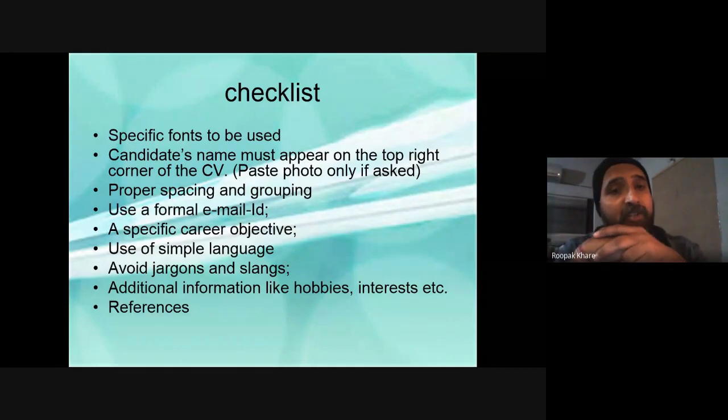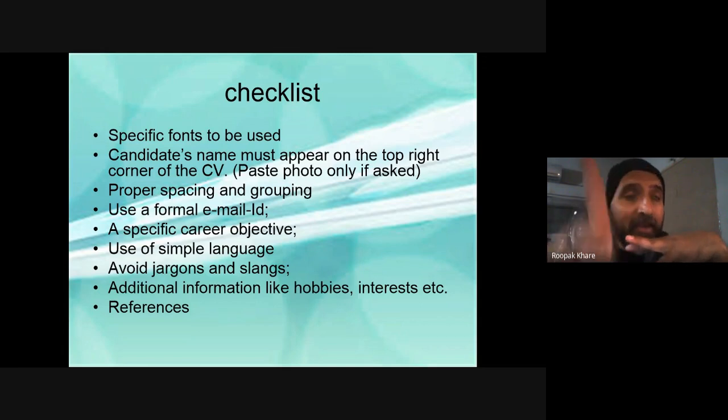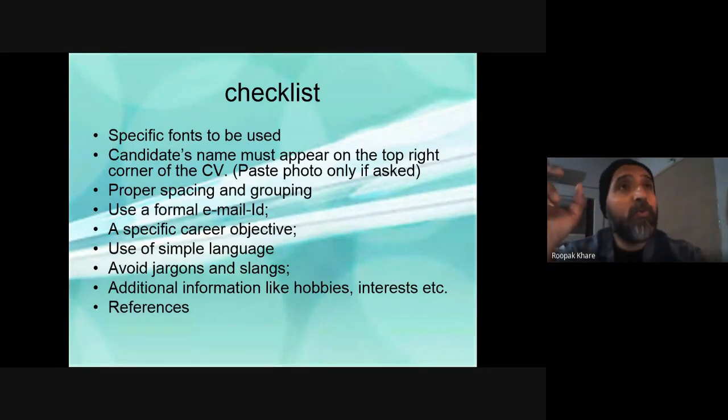Now, a checklist for CV: specific fonts are to be used. Now, what kind of fonts? I will tell you in coming slides. Candidate's name must appear on top of the corner of CV. So in a CV, your name should come at the top. Who are you? Your identity, right? Because here your professional identity is not established, and obviously contact details can come a bit later. Who are you is important. So your name comes at the top in a CV.